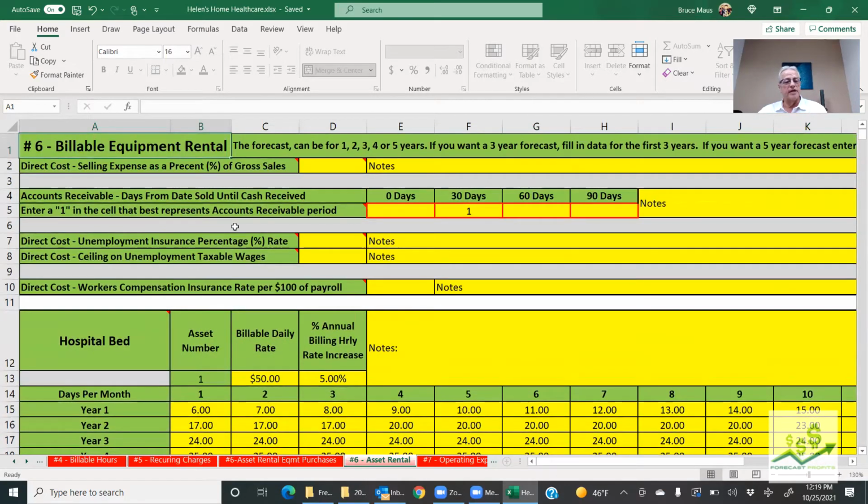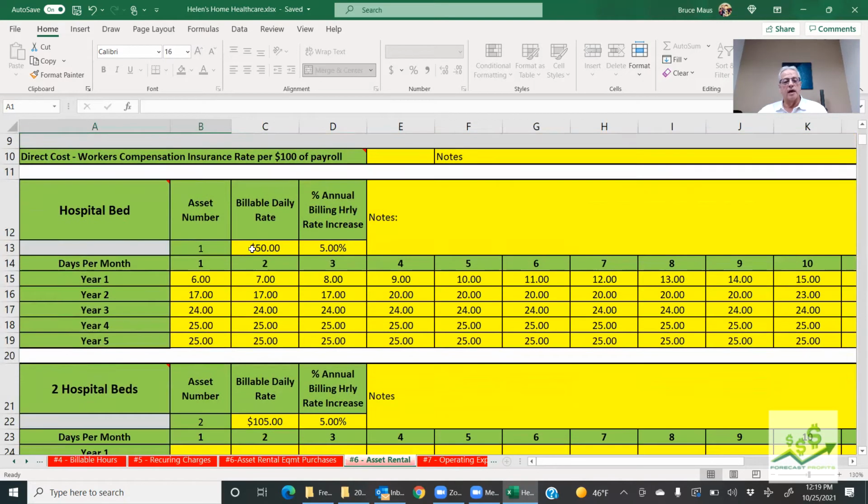It allows for many different number of assets that you can include and what you charge on a daily rate, the annual increase, and the number of days that you're renting the asset. Now, this model would be applicable as well to a manufacturer who may want to charge back equipment time to specific customers by estimating what the equipment utilization is as the business grows.